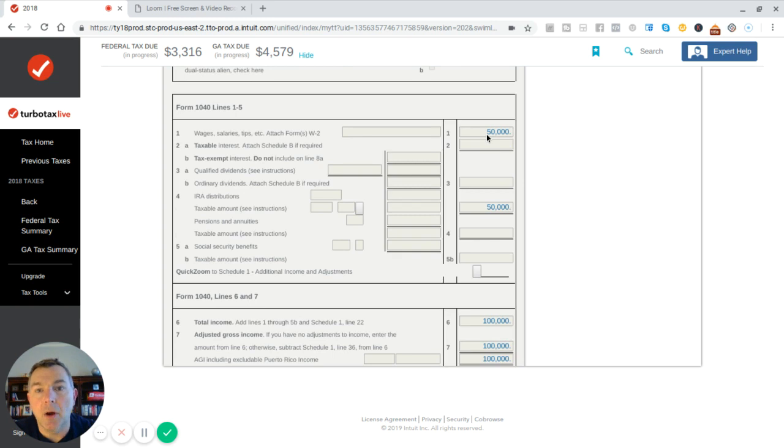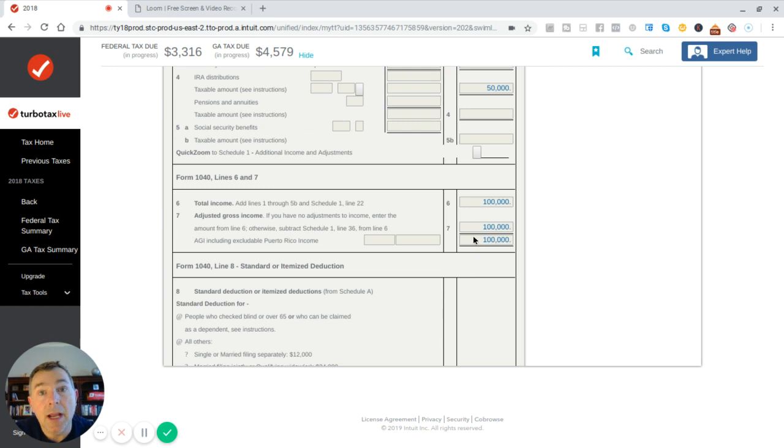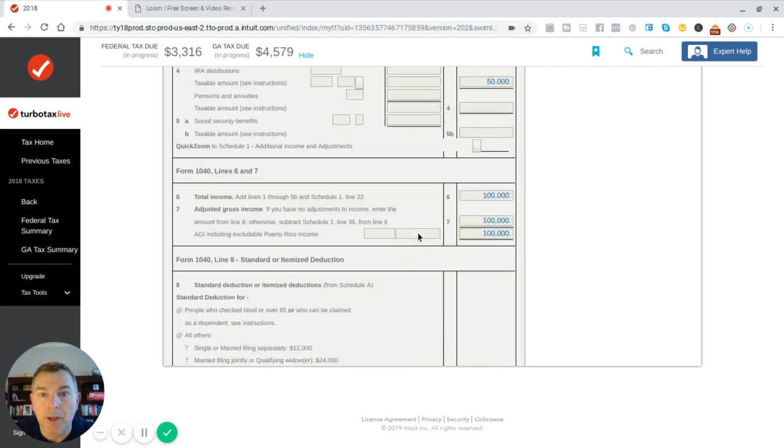Got $50,000 of wages, $50,000 of IRA distributions, because in this case, I took out an IRA distribution. It's taxable. So our total income is $100,000. Our AGI is $100,000. If you have no adjustments to income, enter the amount from line 6, which is that. Adjustments to income are called above the line deductions, by the way.